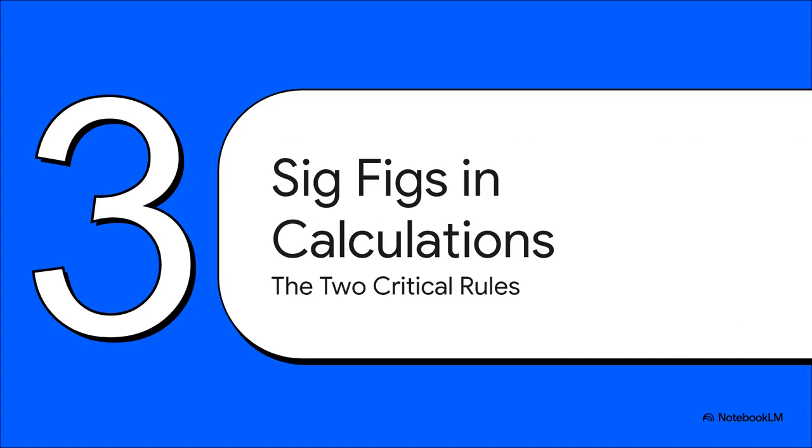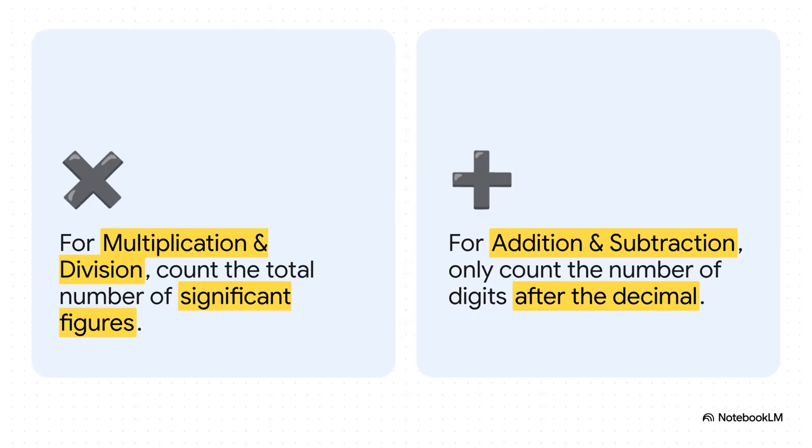Okay, so counting them is one thing, but the real test, the place where most of that red ink comes from, is using them in calculations. So let's break down the 2 critical rules you absolutely have to know. Now this is probably the single most important thing to get right. There are 2 different rules. When you multiply and divide, it's all about the total number of sig figs. But when you add or subtract, you completely ignore the total count and you look only at the number of digits past the decimal point. Mixing these 2 up is the #1 mistake.